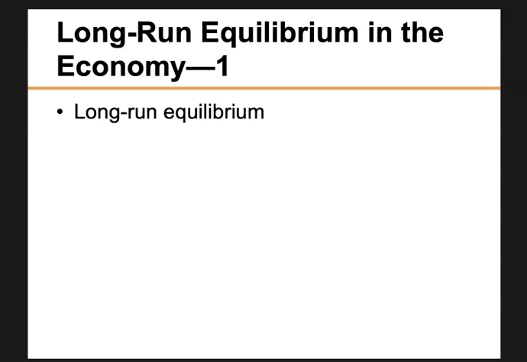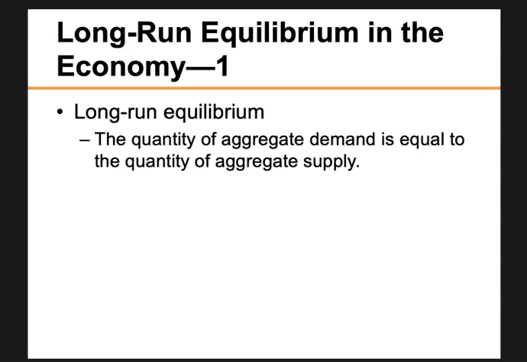All right, so now we're going to put the demand and supply side together. We are going to take a look at first long-run equilibrium in the economy. What is a long-run equilibrium? Equilibrium means stable, right? This is when the quantity of aggregate demand is equal to the quantity of aggregate supply.